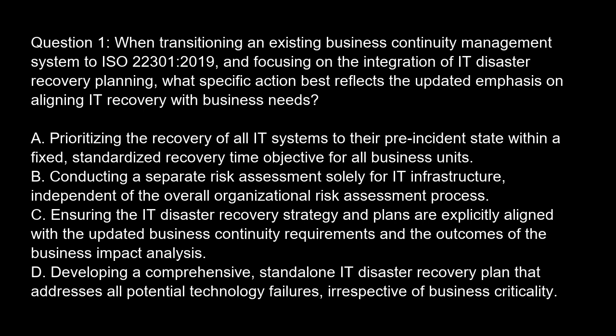Option A. Prioritizing the recovery of all IT systems to their pre-incident state within a fixed, standardized recovery time objective for all business units. Option B. Conducting a separate risk assessment solely for IT infrastructure, independent of the overall organizational risk assessment process. Option C. Ensuring the IT disaster recovery strategy and plans are explicitly aligned with the updated business continuity requirements and the outcomes of the business impact analysis. Option D. Developing a comprehensive, standalone IT disaster recovery plan that addresses all potential technology failures, irrespective of business criticality.